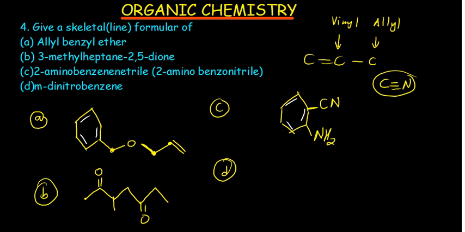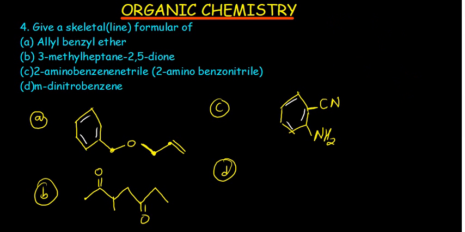Let's consider now D. We want m-dinitrobenzene. How do we get to draw that m-dinitrobenzene? So again, we'll simply draw a benzene first. It has alternating bonds there, there, and also there. Now this is m. Whenever you hear of m in a benzene molecule, it should be 1,3. So at this position, we are going to have a nitro.